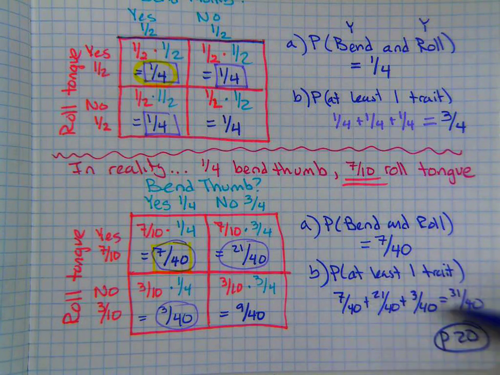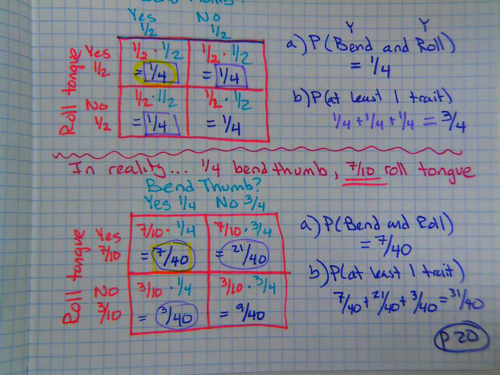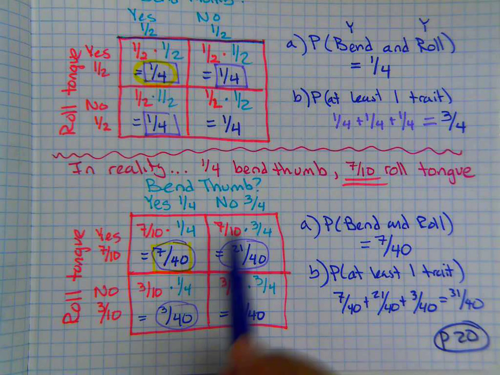This kind of gives me an idea of, if I have 40 people, then I would expect 31 of them to have one of those traits. Same thing right here. If I had 40 people, then I would expect 7 of the people to be able to do both, bend their thumb as well as roll their tongue.